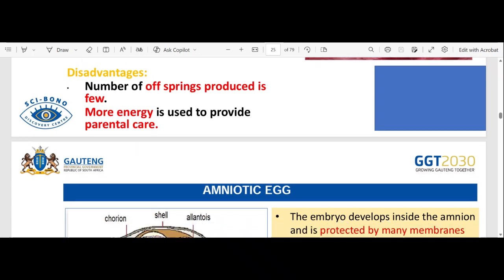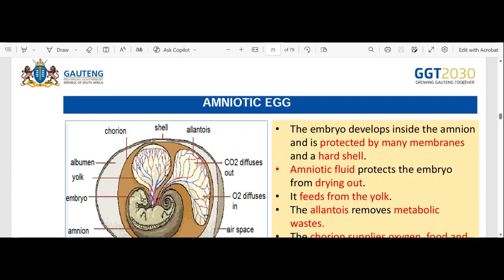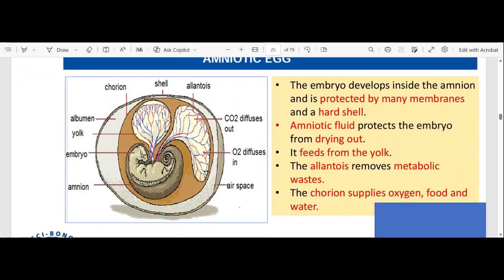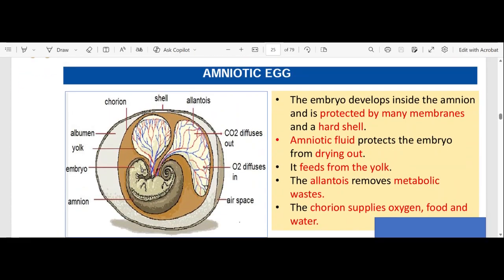Okay, let's continue. Let's go to the amniotic egg. As you can see, the amniotic egg is surrounded by 5 layers. I always use the acronym ACAYS. The A stands for amnion, the C stands for chorion, the A stands for allantois, the Y stands for yolk sac, and the S at the end stands for shell. Okay, now let's read.